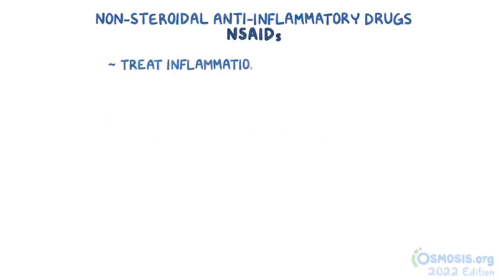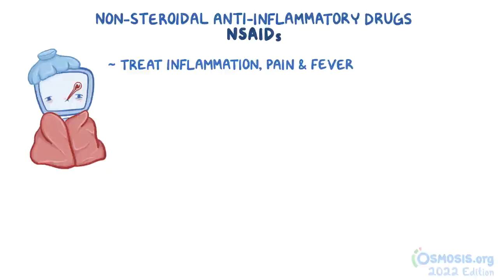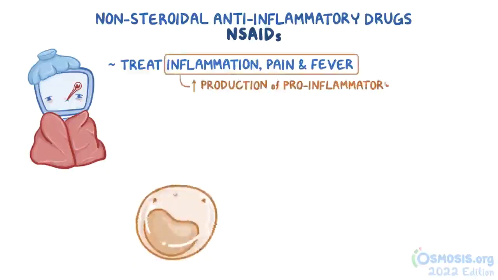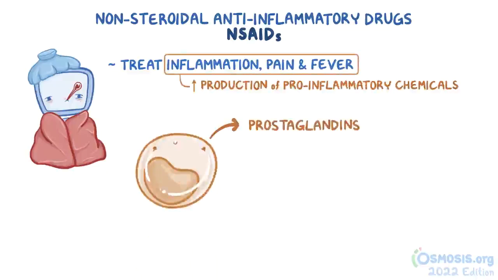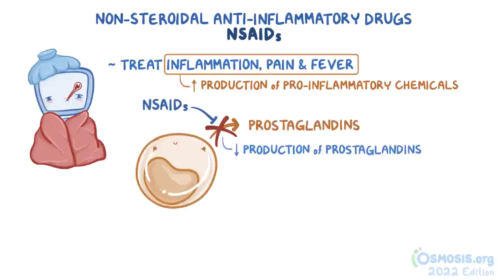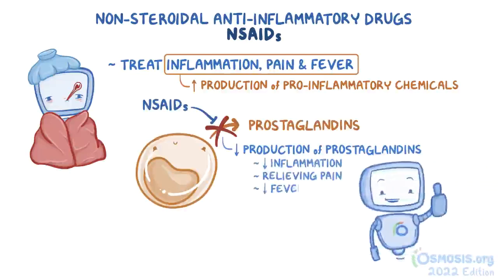Non-steroidal anti-inflammatory drugs, or NSAIDs, are mainly used to treat inflammation, pain, and fever. These conditions are related to an increased production of pro-inflammatory chemicals called prostaglandins. NSAIDs work by decreasing the production of prostaglandins, thereby reducing inflammation, relieving pain, and reducing fever.